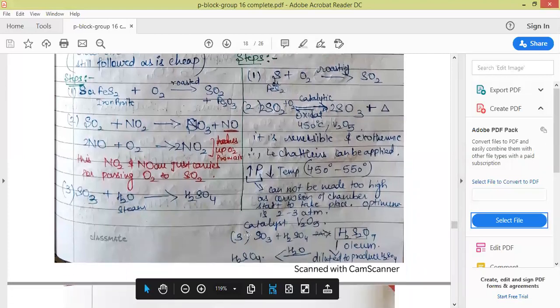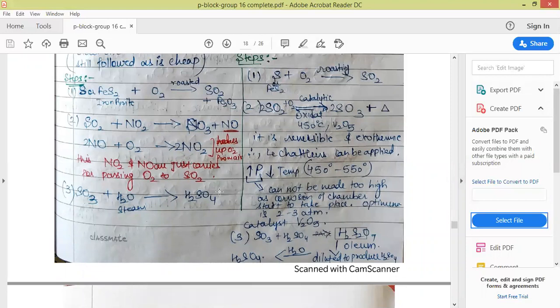Now coming to the third step. The third step is where SO3 is further reacted with steam to produce H2SO4 in the lead chamber process, while in the contact process, in the third step, SO3 is reacted with H2SO4 itself, for which we are doing the synthesis, to produce oleum. So sulfuric acid is stored in the form of oleum, and whenever it is required, it is diluted with water to produce H2SO4.